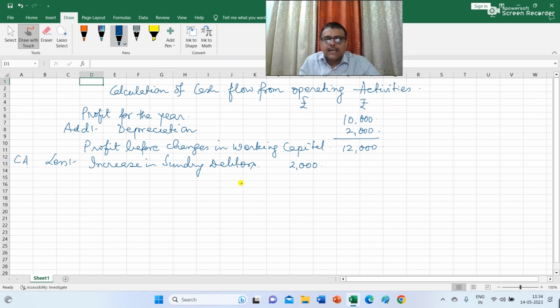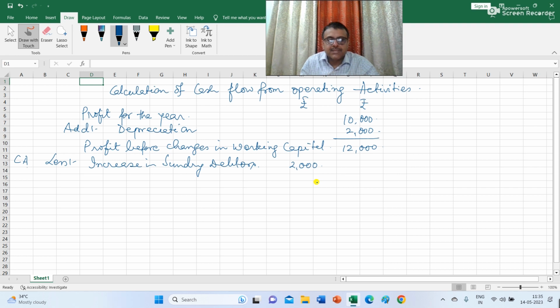All of you know that if there is an increase in current asset, we have to reduce the figure, and if there is a decrease in current asset, we have to add back. Because the increase in sundry debtors or current asset represents the outflow of cash, and when there is a decrease in current asset, it means there is an inflow of cash. Similarly, if there is an increase in current liability, it means there is an inflow of cash, and if there is a decrease in current liability, there is outflow of cash.